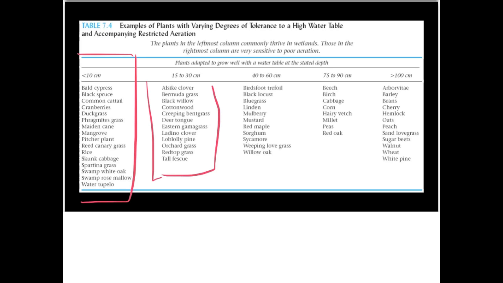Once we start moving to these where we have deeper water tables, we can start growing the crops that we're familiar with. So there's corn in here, so 75 centimeters below the surface, we can have a water table and still do fairly well with corn. Over here, wheat, beans, barley, oats, sugar beets, those sorts of things that need a fairly dry upper soil horizon, upper soil without any water in order to grow well.